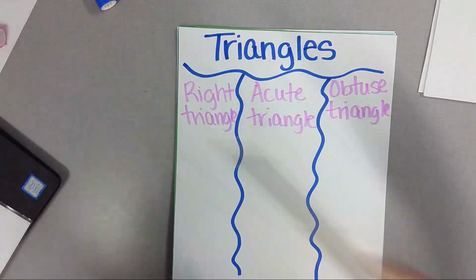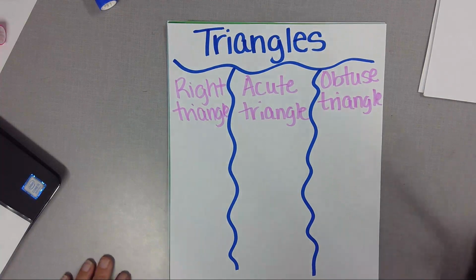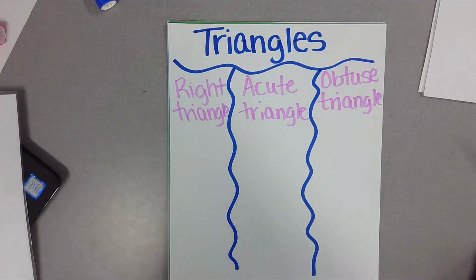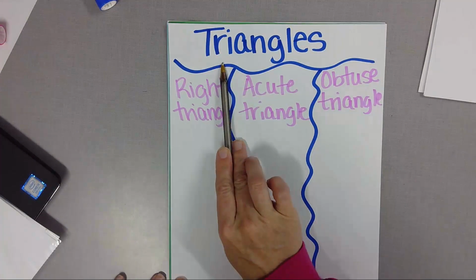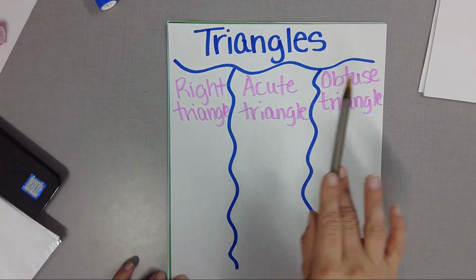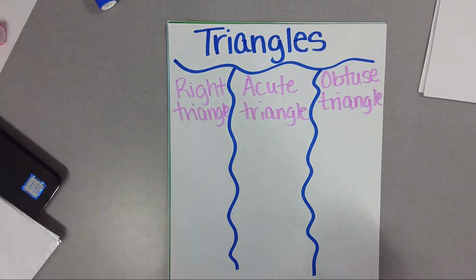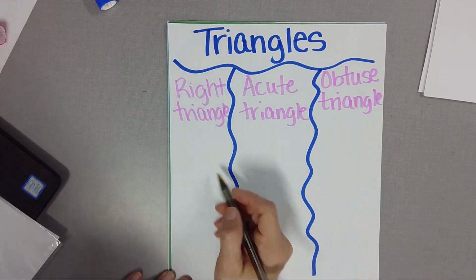So yesterday we were talking about different types of angles. So we're going to take our knowledge of the different types of angles and apply it to figuring out different types of triangles. So today we have the right triangle, the acute triangle, and the obtuse triangle, which you recognize from our angles from yesterday. So our first one is the right triangle.